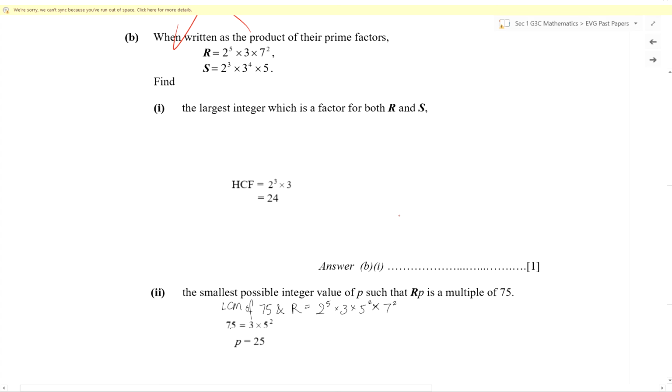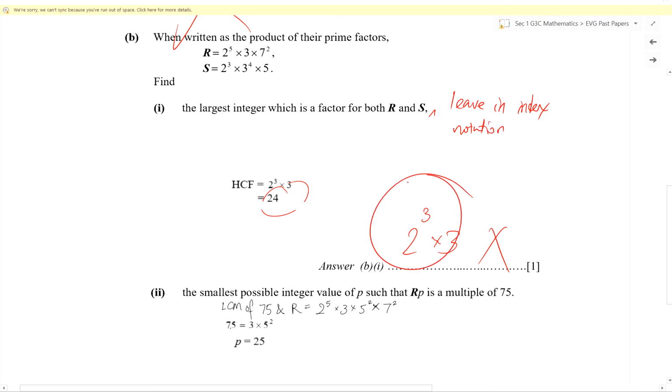HCF is 24. Leaving your answer as 2 to the power of 3 times 3 will not give you any marks. You have to look carefully at the question. They want an integer, so give me the integer. But if the question says find the largest integer which is a factor, and leave in index notation, then this will be the answer. So it depends on what the question wants.